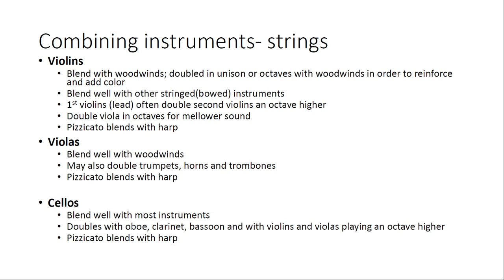The violas, of course, blend well with woodwinds as well. They also blend well with trumpets. They are one of the few string instruments that actually blend well with brass. As you can see, blending the brass with anything is a bit tricky because of their characteristics. And for both violins and violas, when playing pizzicato, you can blend them well with the harp because they sound quite similar.